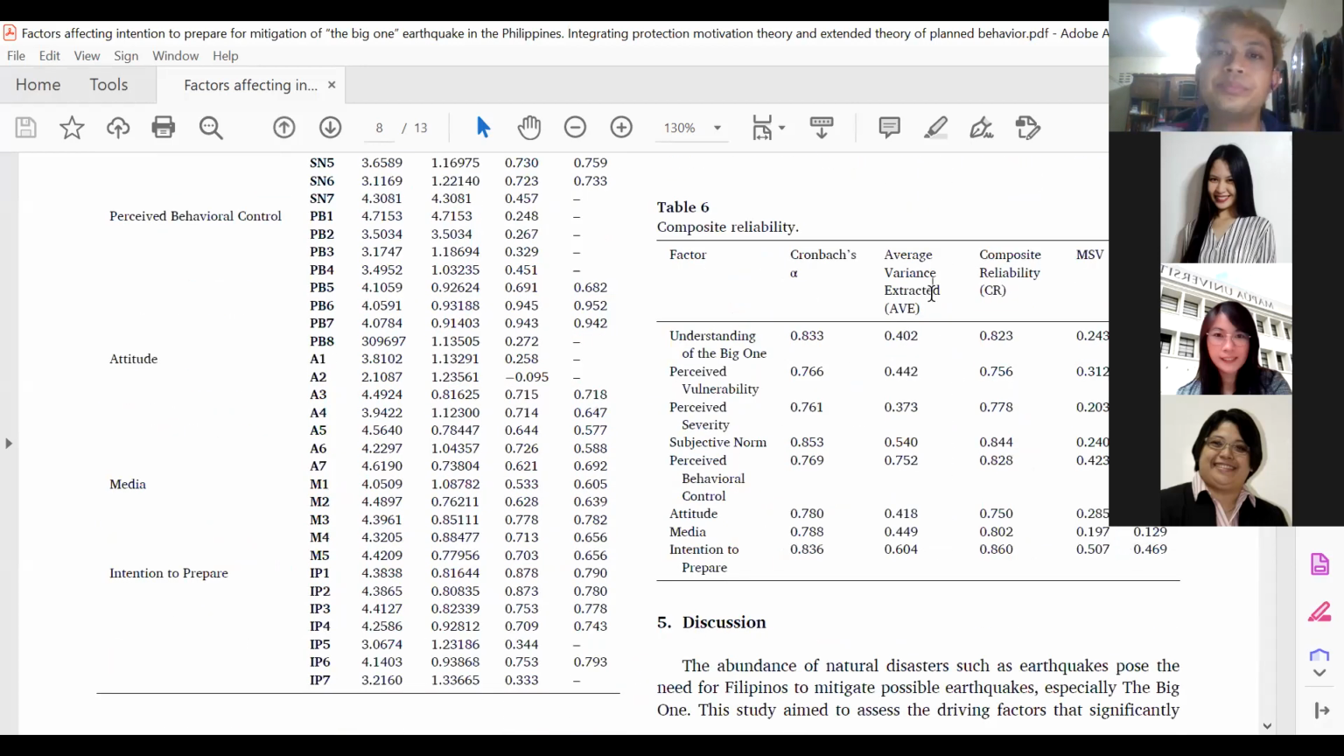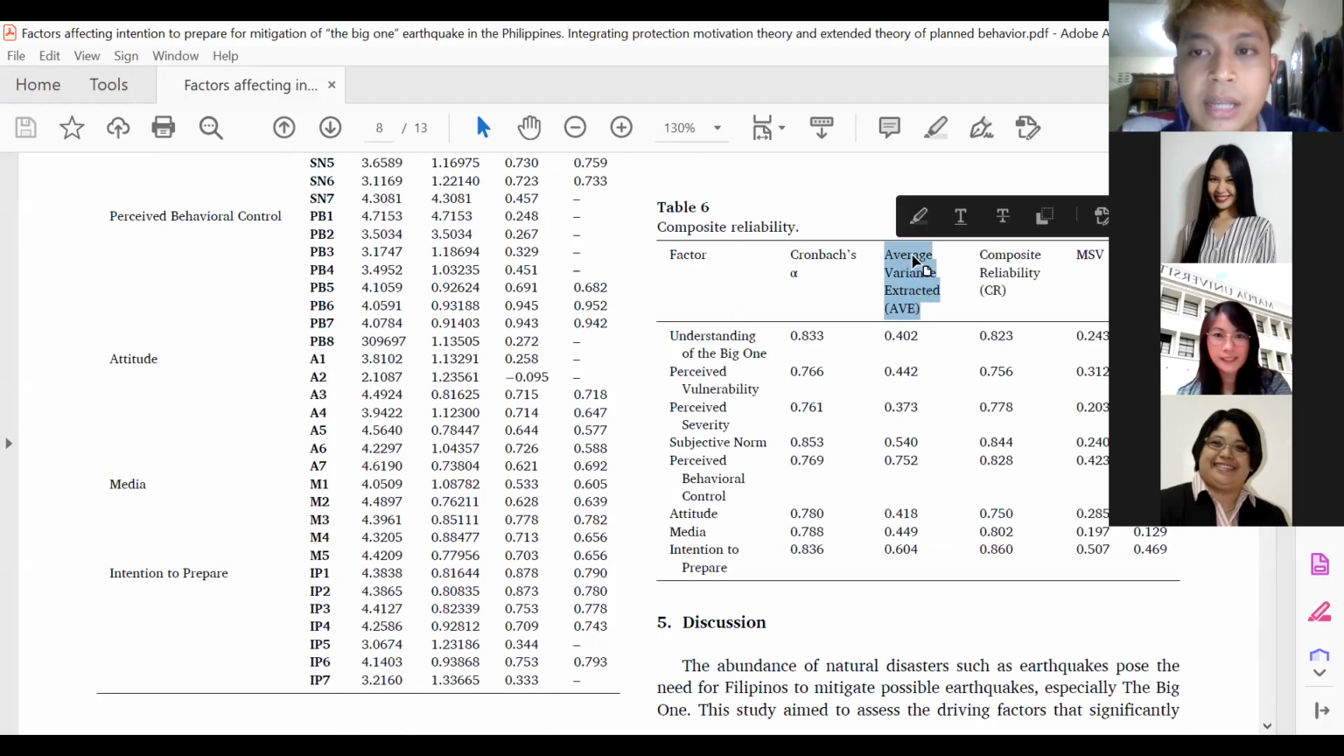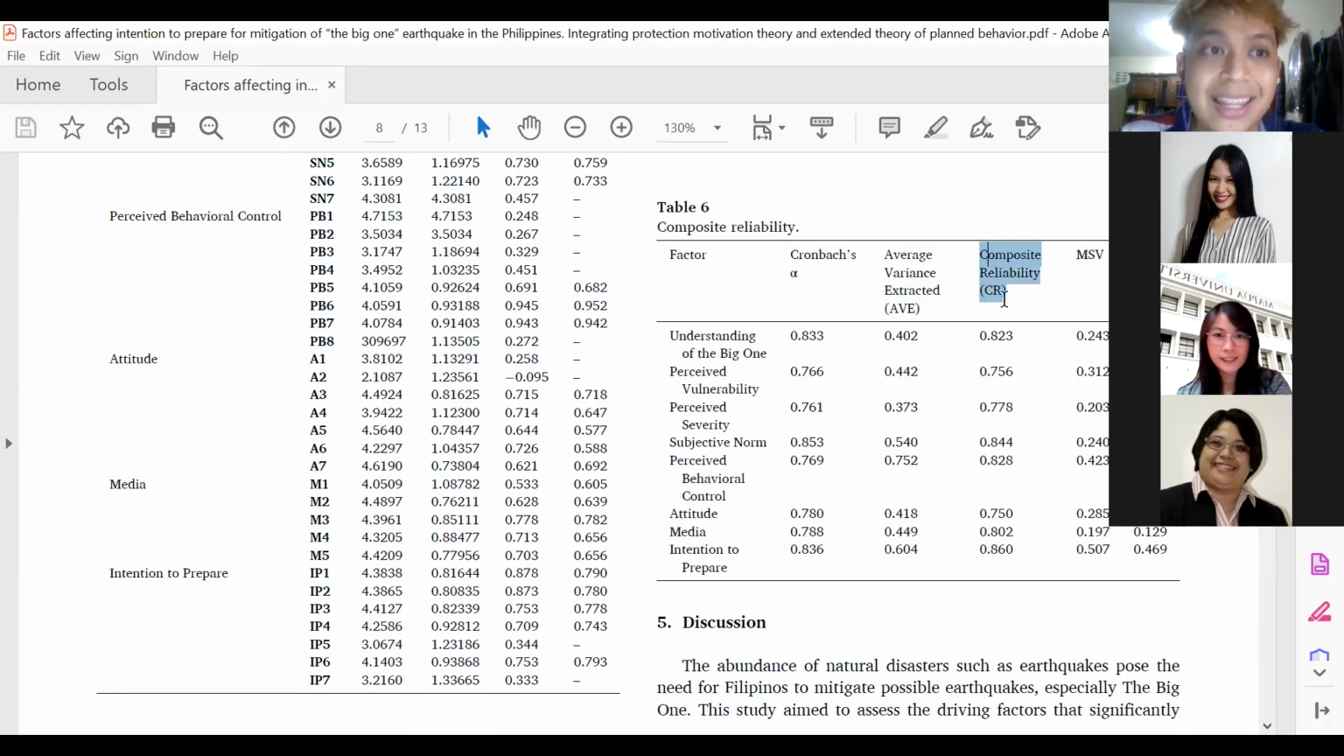This one. Okay. We have to show this one, AVE and CR, but these 2 are actually extra requests. Honestly speaking, that would be for Dr. Satria. I only know these 3: Cronbach alpha, and then this one, average variance extracted AVE, and also the composite reliability.